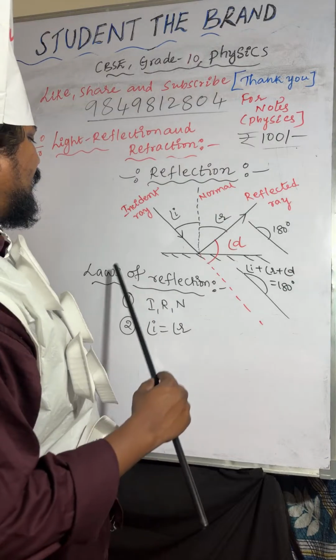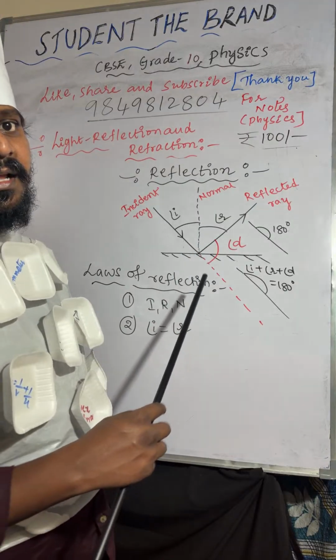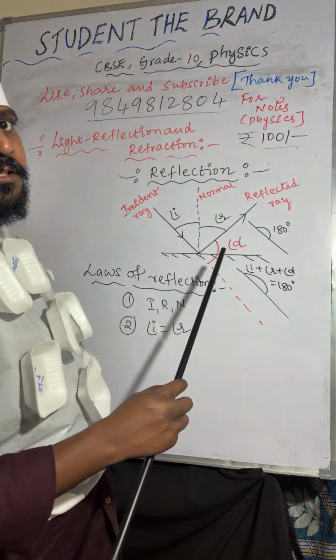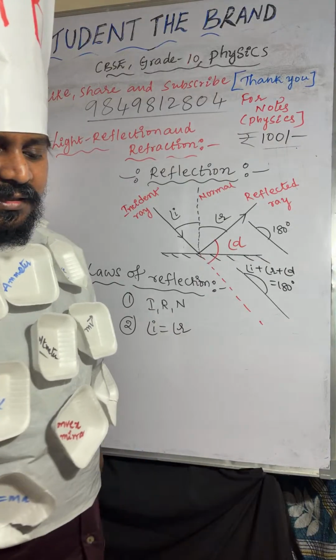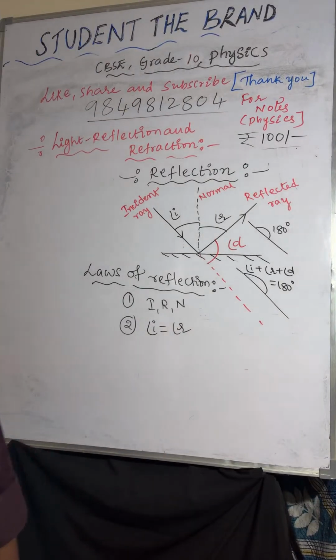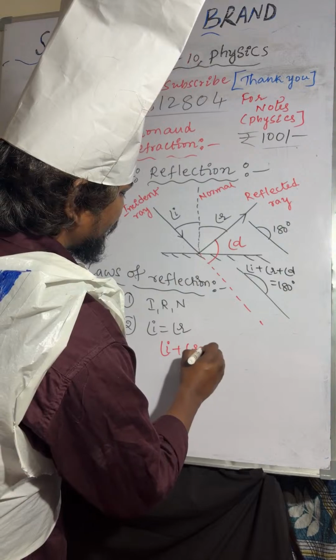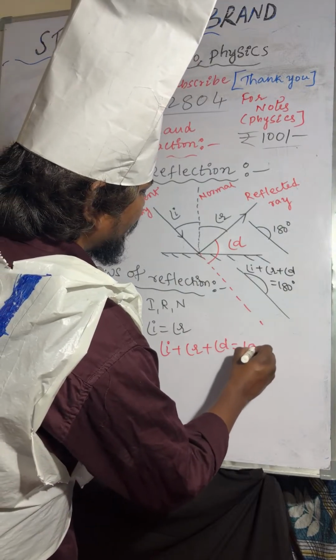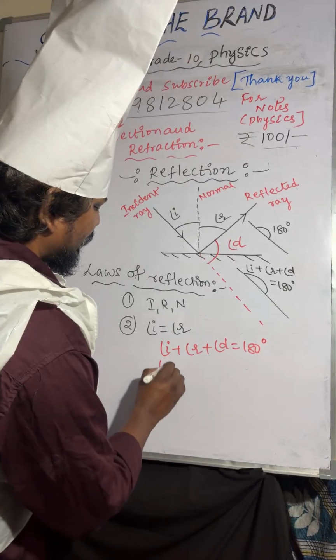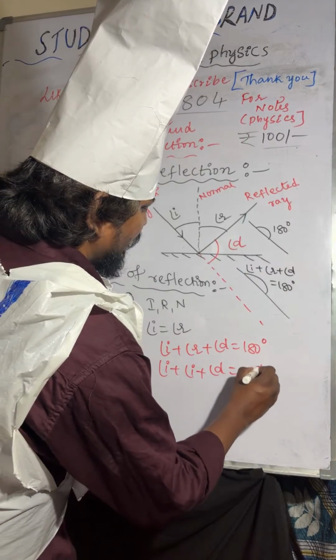Coming to the laws of reflection: the incident ray, reflected ray, and normal line lie on the same plane, and the angle of incidence is equal to the angle of reflection. From this we can conclude the following. Here you can observe angle of incidence plus angle of reflection plus angle of deviation equals 180 degrees. Correct? So here, angle of incidence plus angle of deviation equals 180 degrees.